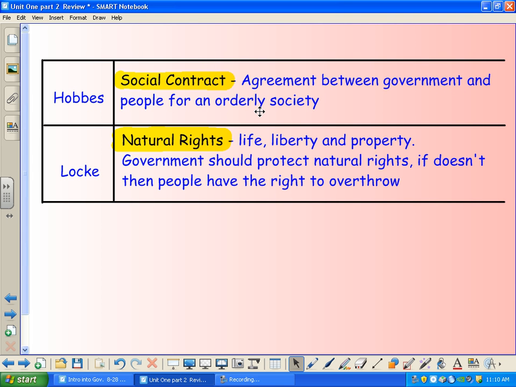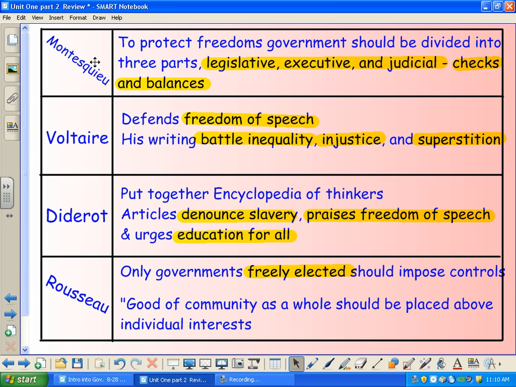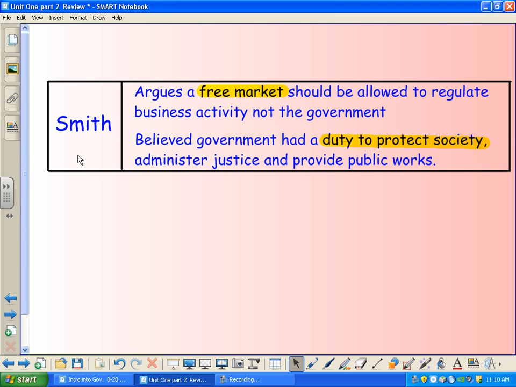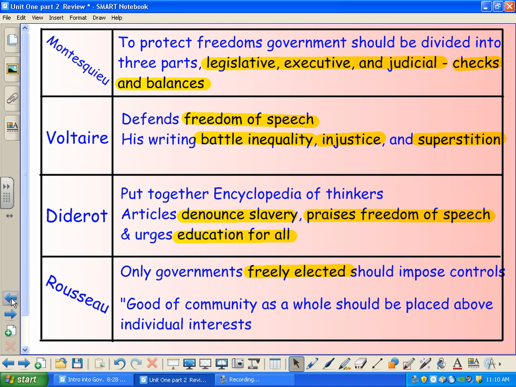If you remember, I gave you a paper on this. It talked about Hobbes, Locke, Montesquieu, Voltaire, Diderot, Rousseau, and Smith. Now, if you do not have this paper, look at this. You can move back and forth through this. You can stop the recording and pay attention and review this information for yourself. All right, so I'm not going to spend a lot of time going over it other than the fact that these ideas were extremely important.